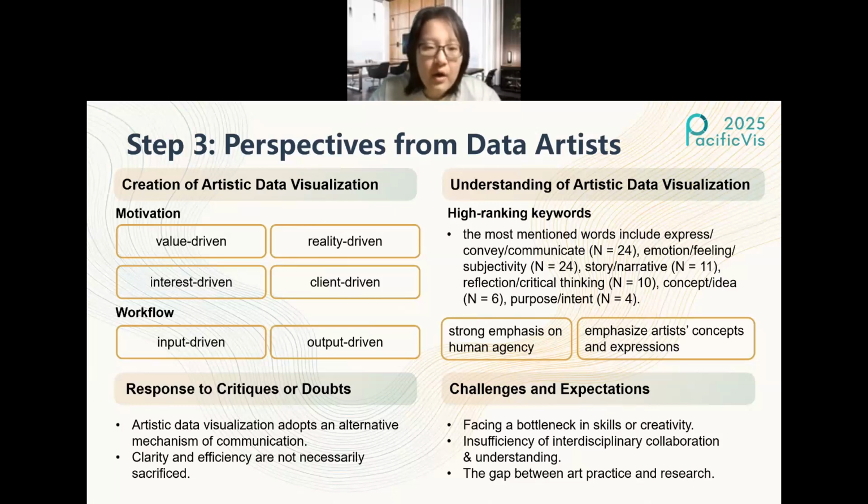Meanwhile, we also collected a series of responses from artists regarding critics or doubts and the challenges and expectations they perceive.